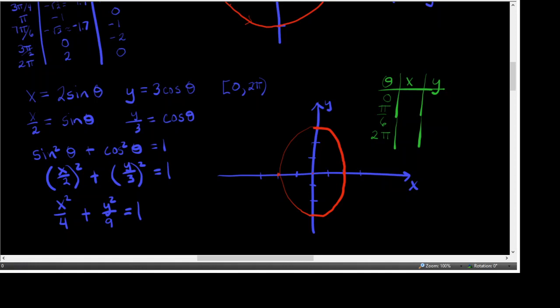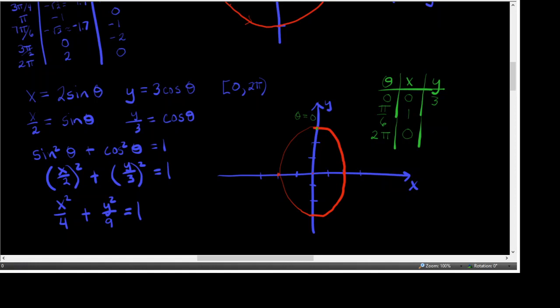All right, so for x, sine of 0 is 0, 2 times 0 is 0. For x, sine of pi over 6 is 1/2. 1/2 times 2 is 1. And sine of 0 is 0, 2 times 0 is 0. All right. For y, cosine of 0 is 1, 3 times 1 is 3. So that means we're starting at 0, 3. Oh, I lucked out. We actually start there. This is at theta equals 0. If you want to write that in, it doesn't hurt.